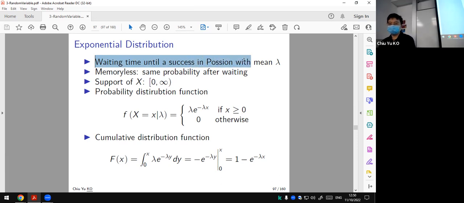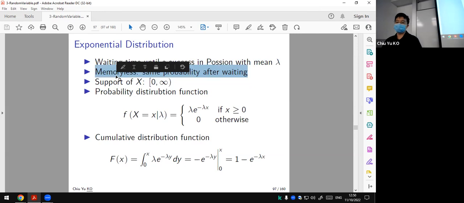You assume the process is Poisson with mean lambda, right? That's basically you are thinking about something arriving. And the main thing is that it's memoryless. Just to remind you what this is, it doesn't really matter how long you wait, okay? It is the same.